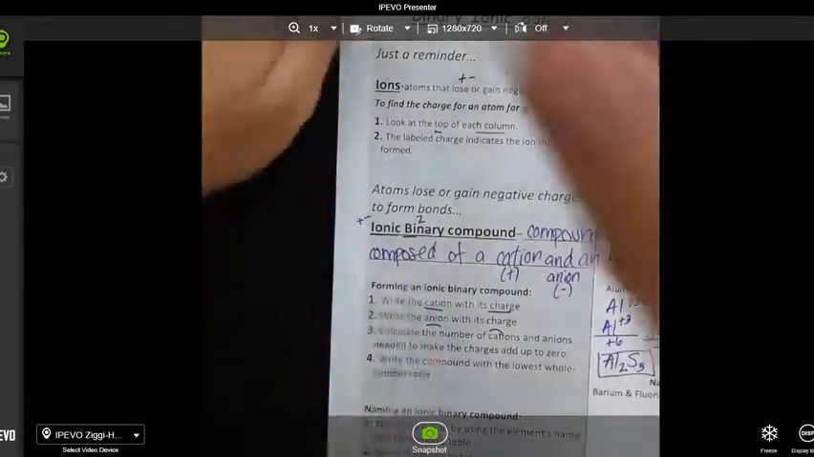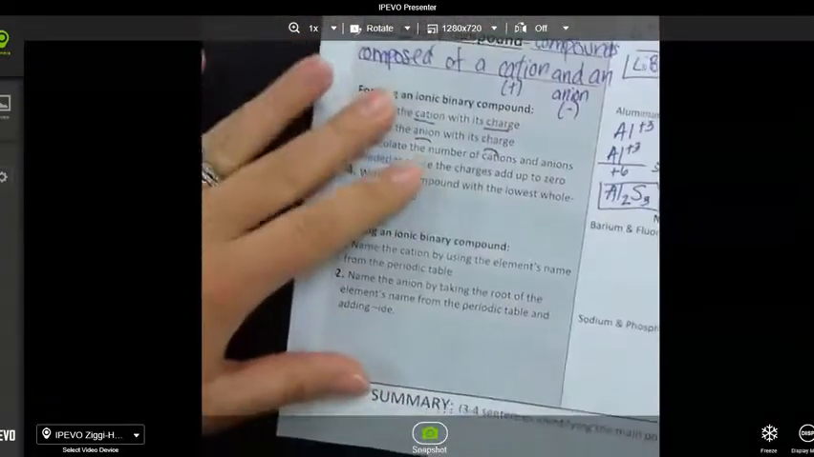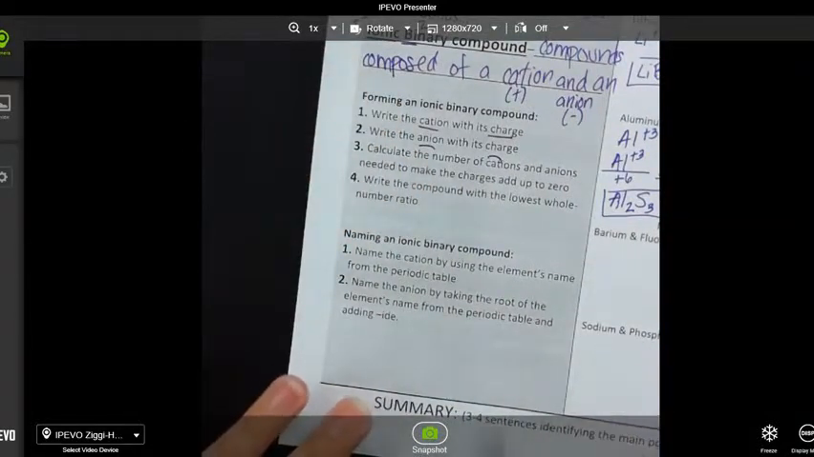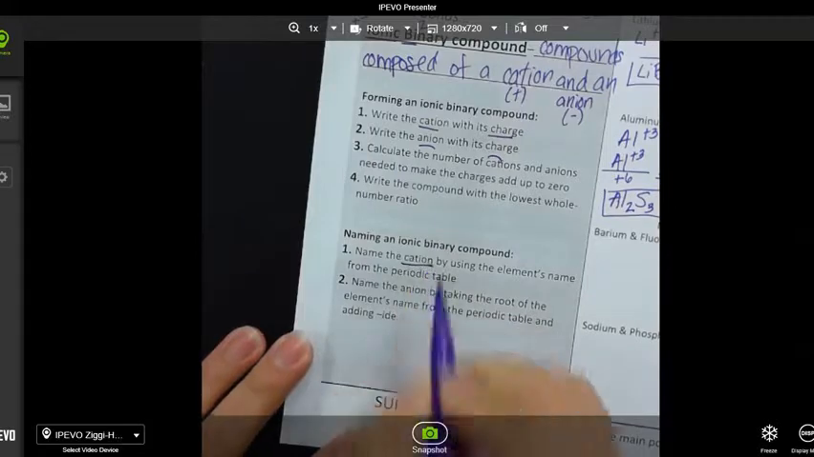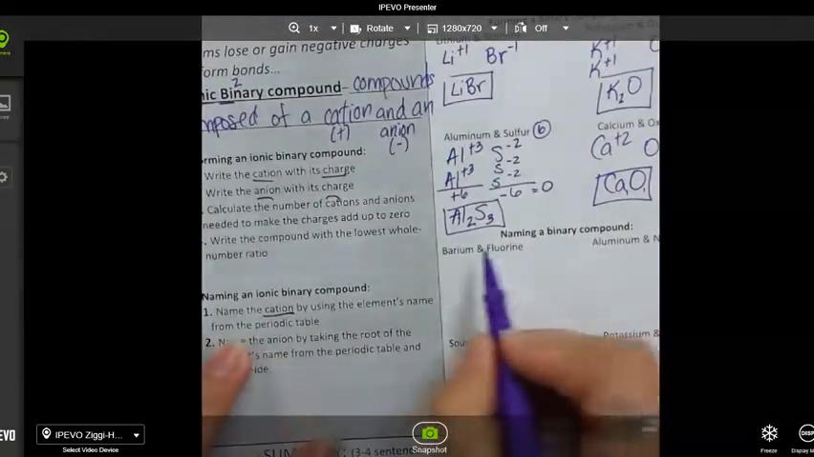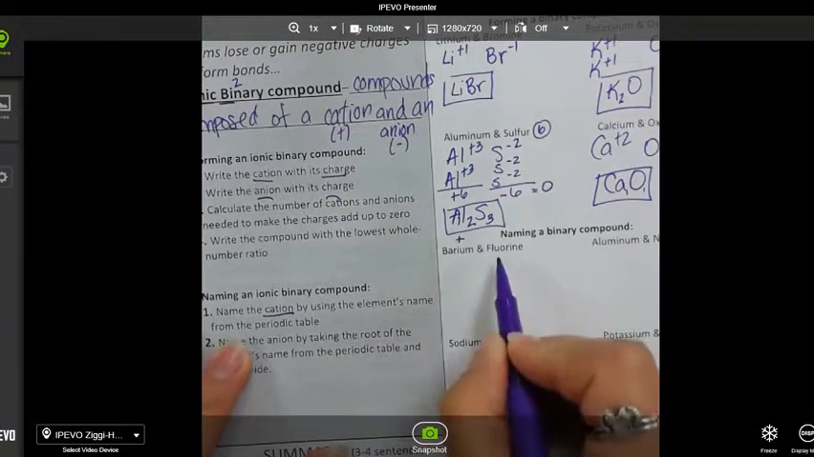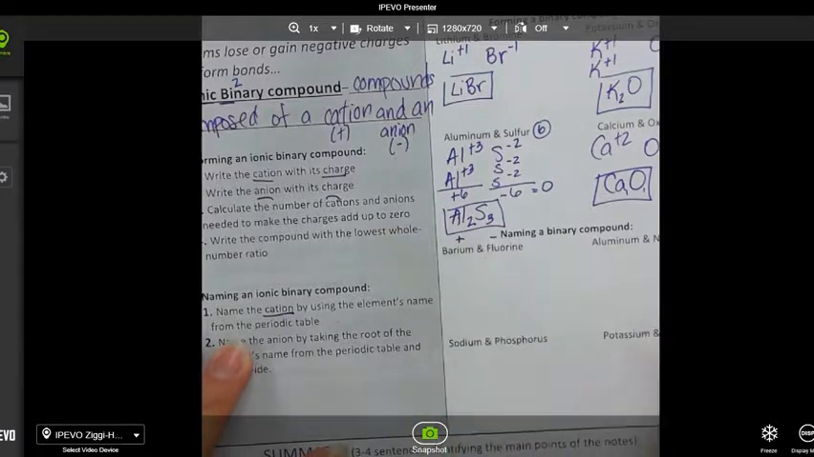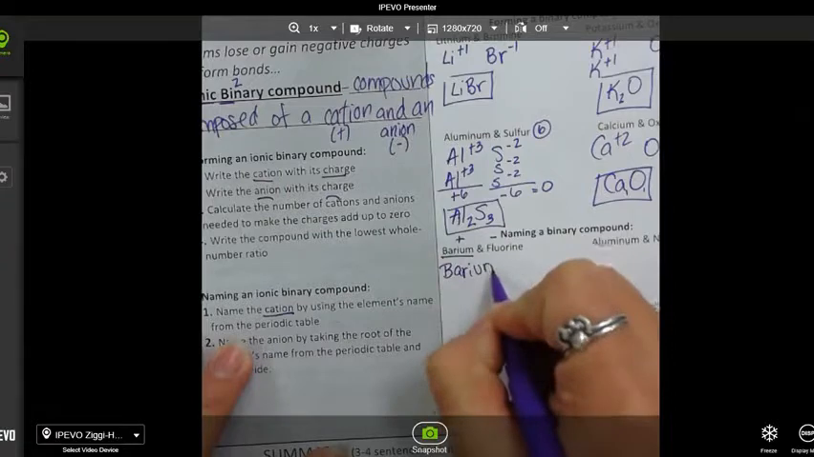The next part is naming an ionic binary compound. So now what we're going to do is we're going to be naming them. So first thing we're going to need to do is name the cation by using the element's name from the periodic table. So all metals, all cations, they keep their name. So for example, in this example, we have barium and fluorine. Barium is the cation, it's positive. Fluorine is the anion, it's negative. So barium is going to keep its name, barium.